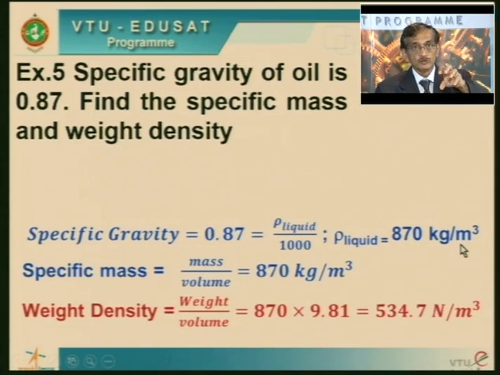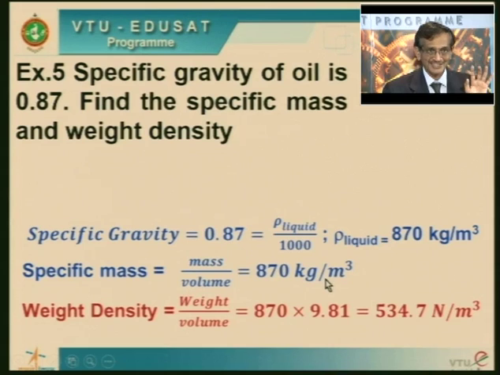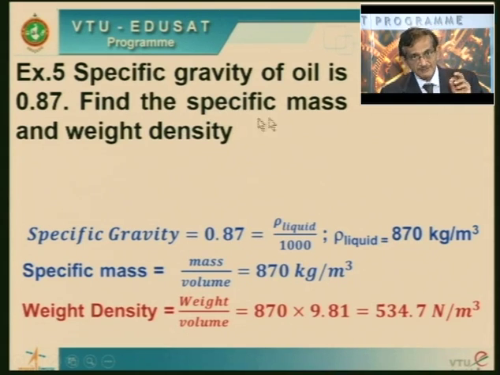So, we have now obtained the density of the liquid. The specific mass is called mass per unit volume. What is specific mass? Mass per unit volume. Mass is in kg, volume is meter cube. So, the answer is 870, correct. Now, after finding the specific mass of this particular oil whose specific gravity is 0.87, he is asking you to calculate weight density, specific weight. What is specific weight? Just now we repeated in the previous problem, it is weight per unit volume.